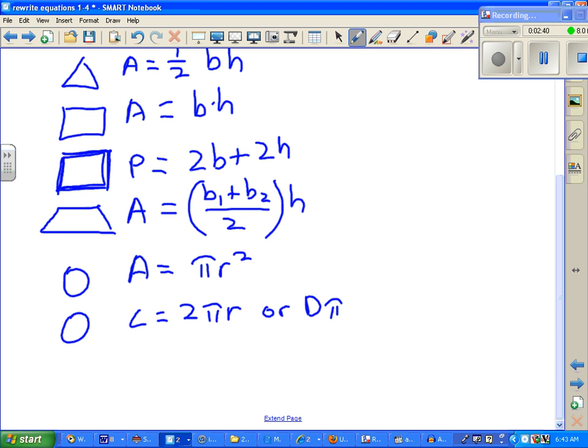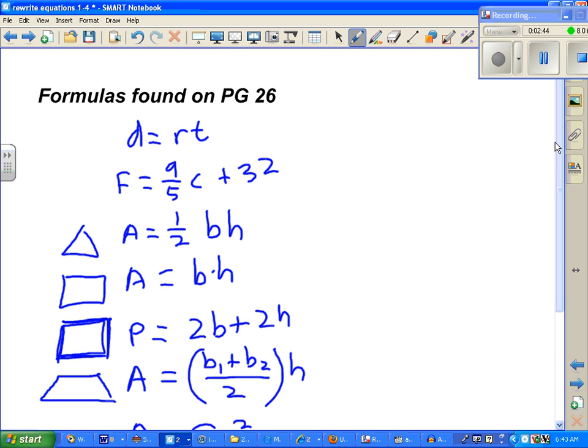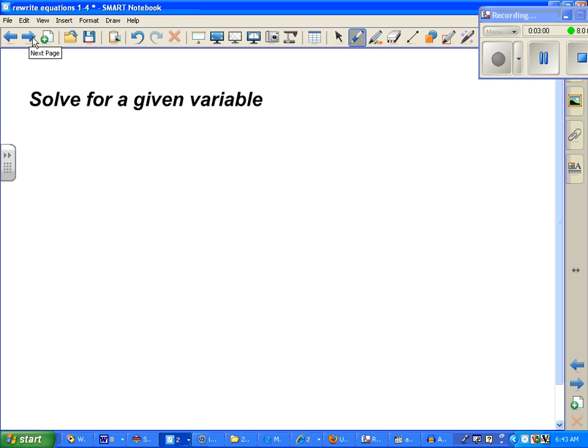These are formulas your book throws at you. These are formulas you should already know, have a pretty decent grasp on, either from science or from math class. We're going to be using these today to rewrite formulas. So we'll be jumping back and forth here. Okay? Solve for a given variable. Okay, let's go easy. Let's use that distance formula.